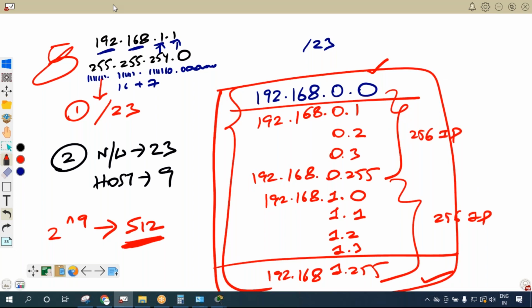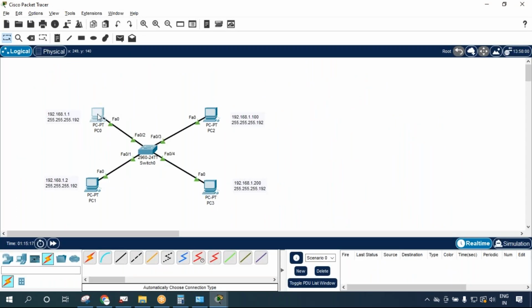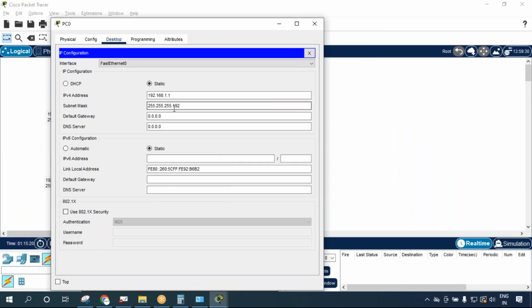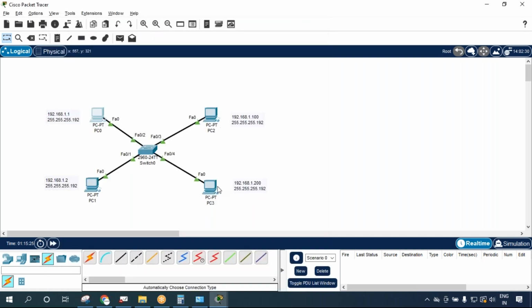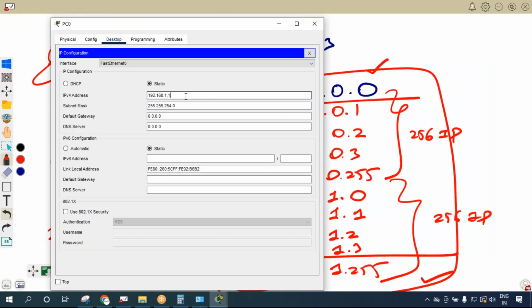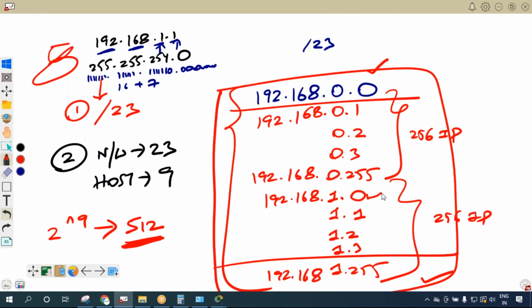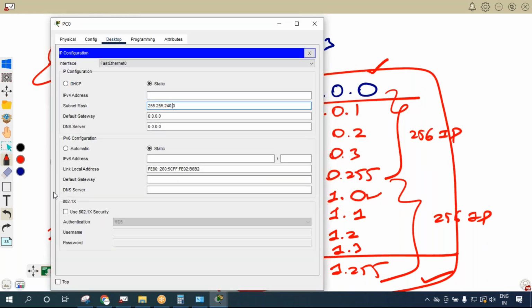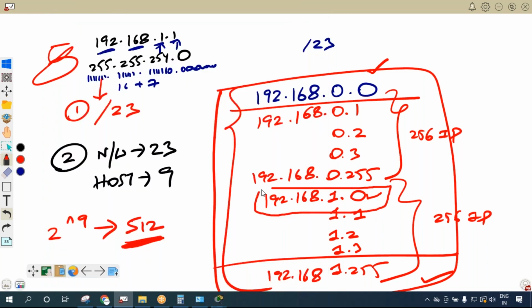So see here, if I go to the PC and if I change the subnet mask, just see, 255.255.254.0, and then if I give this IP 192.168.0.0, it will not take. It says no, your subnet mask is this one. But see here, can I give my PC 192.168.1.0? What do you think? I have to give the right subnet mask, 254.0. Can I give 1.0? What do you think? Can I give my PC IP 1.0?